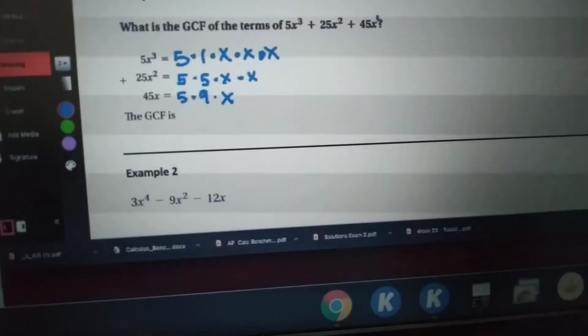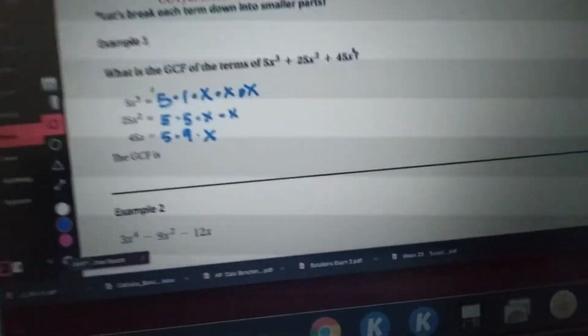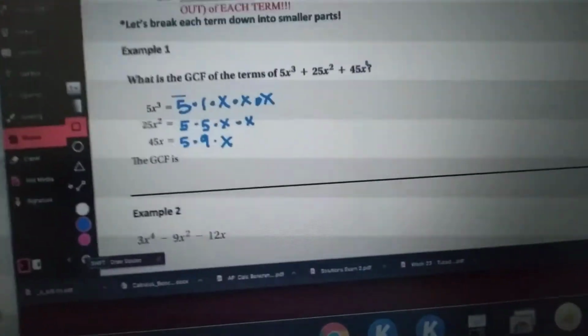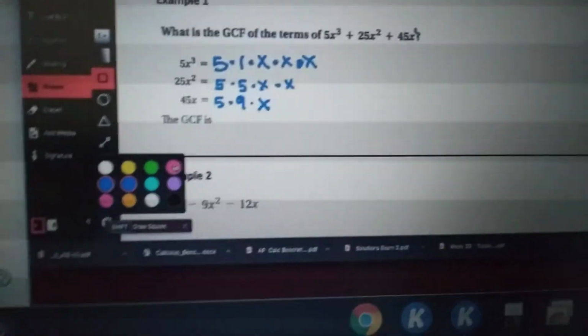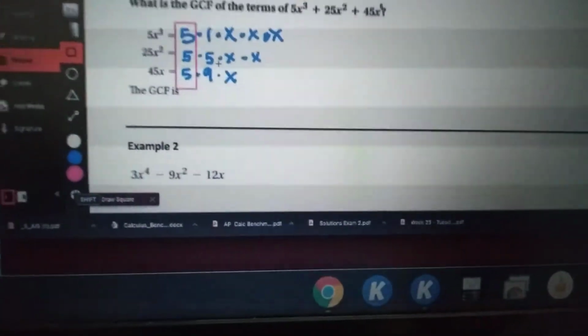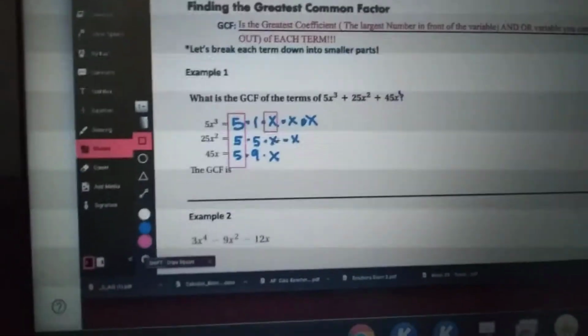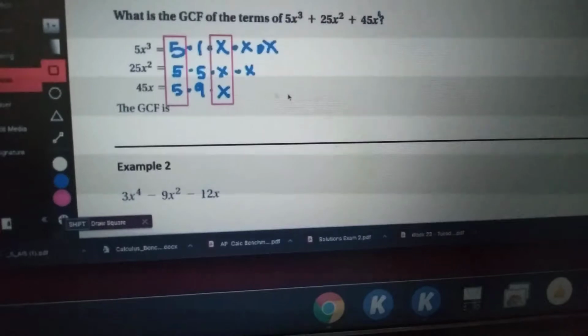Now I'm ready to find the GCF. My GCF is going to be anything that lines up. Let me pick pink. And I see, hey, every single one of these terms has a 5. Now I check to see how many x's they all have in common. 1, 5, 9, they're not the same. X, X, X. Oh, they all have X, X, X. Then this doesn't have any more x's. This has 1 more x. Again, this doesn't have any more x's.